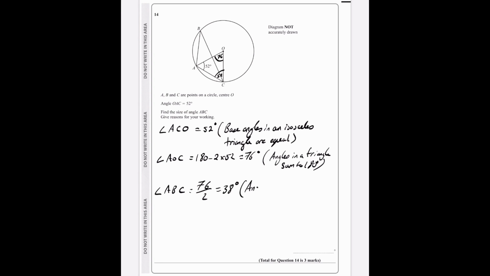And the reason is that the angle at the centre is twice the angle at the circumference. If you put the angle at the circumference as half the angle at the centre, that's absolutely fine. There are variations on how you can phrase it, but there have to be some key words that are seen for it to be acceptable. And the final answer is 38.